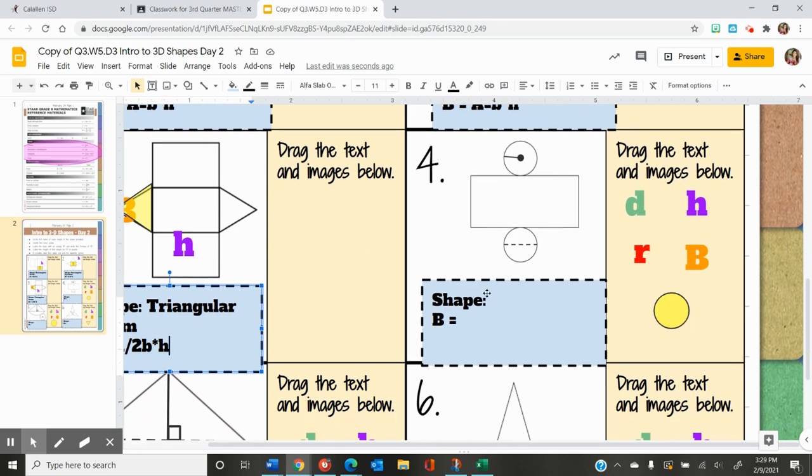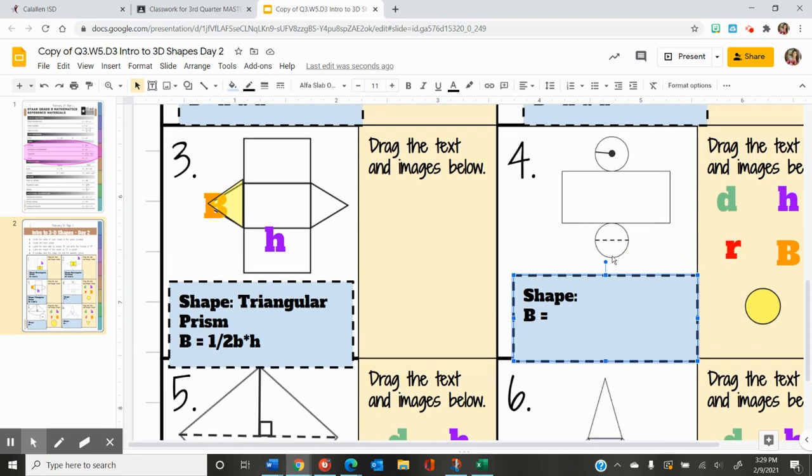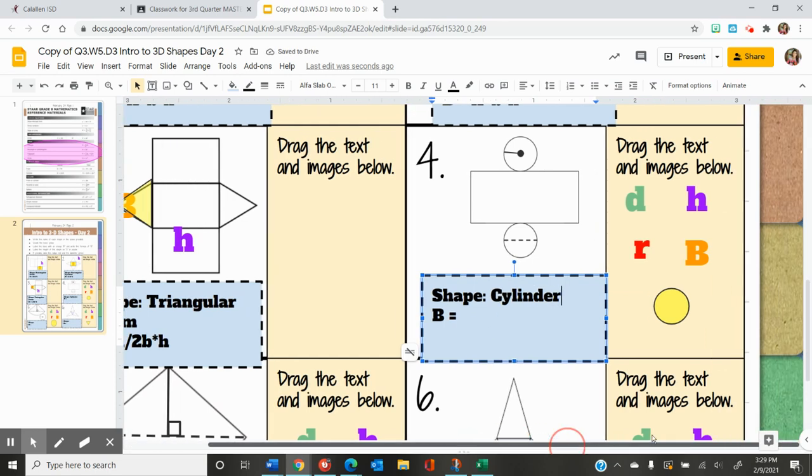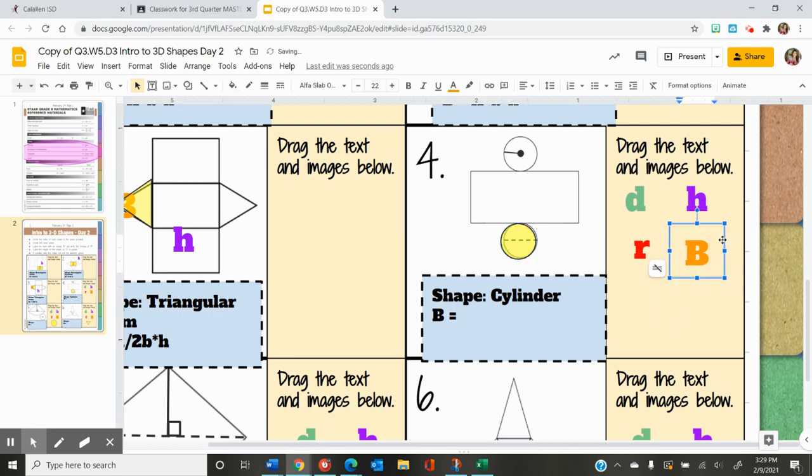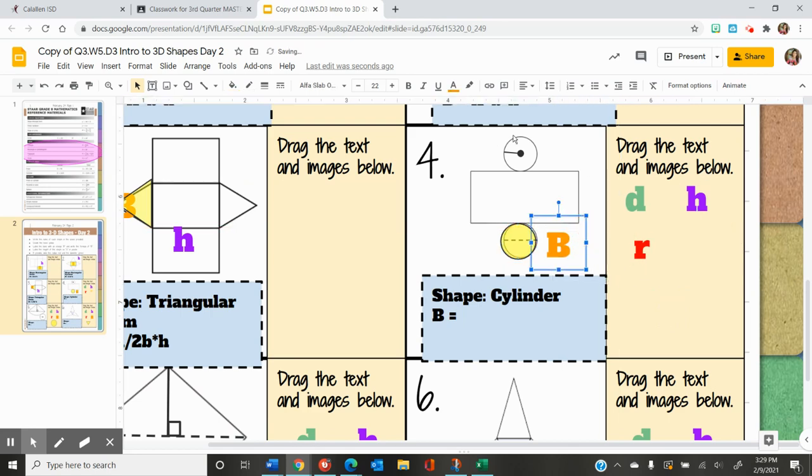Now this shape, whenever you fold it all together, is going to be a cylinder. Okay, so now my base shape is going to be a circle. So this is my base shape, B. Now, looking here between my diameter and my radius. Now, remember, the diameter is a line that goes all the way across my shape. So that's going to be D. Now, my radius only goes halfway. So that's going to be right here, up top.